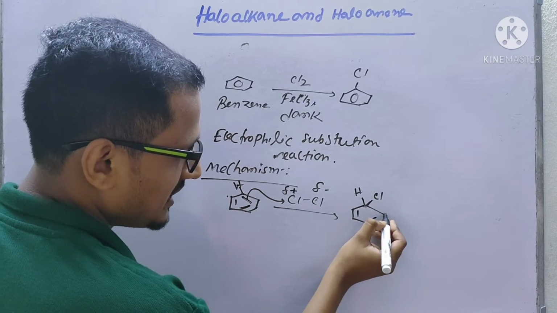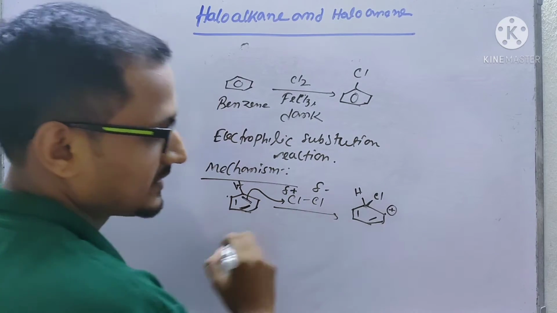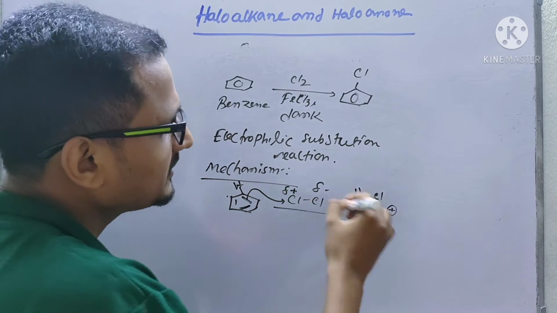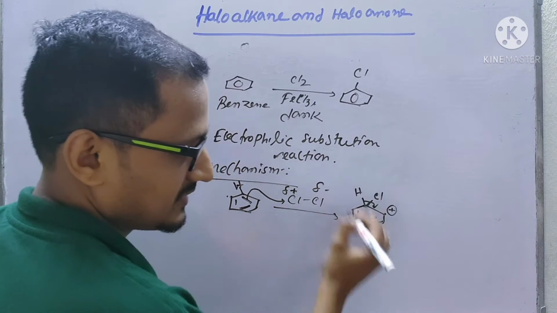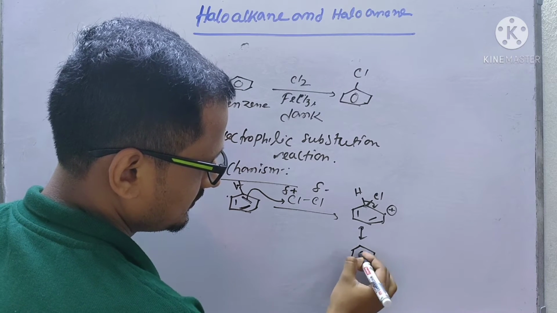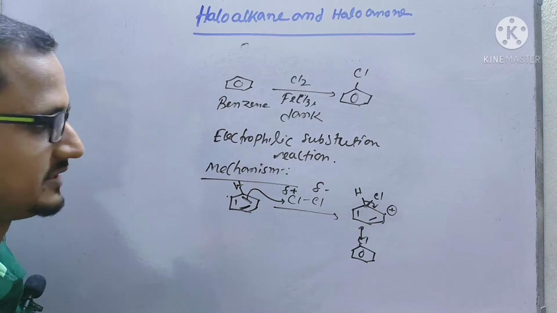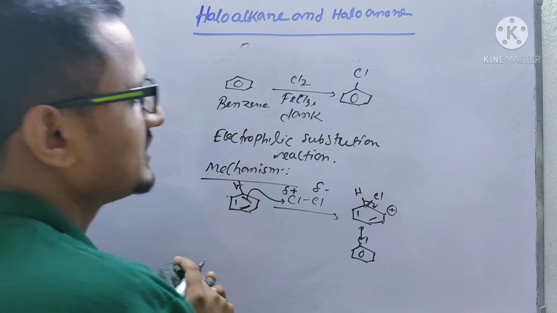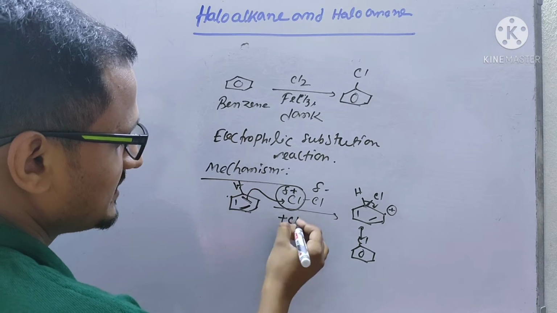Okay, but this carbon is not containing any kind of bond here, so it will be a positive charge. After that, by resonance, it will revert its aromaticity, so that we will get chlorobenzene. So this is nothing but an electrophilic substitution reaction. Now this one is Cl plus, that means Cl plus is substituted here.